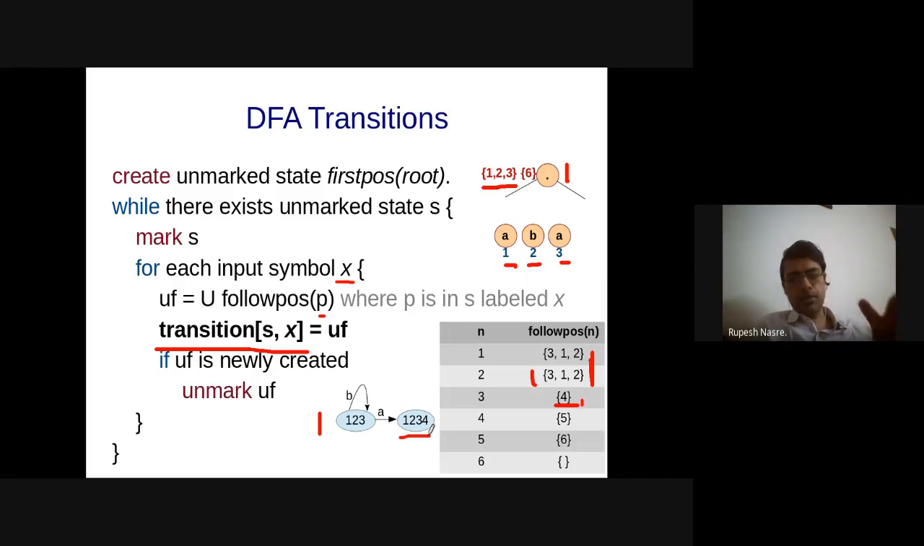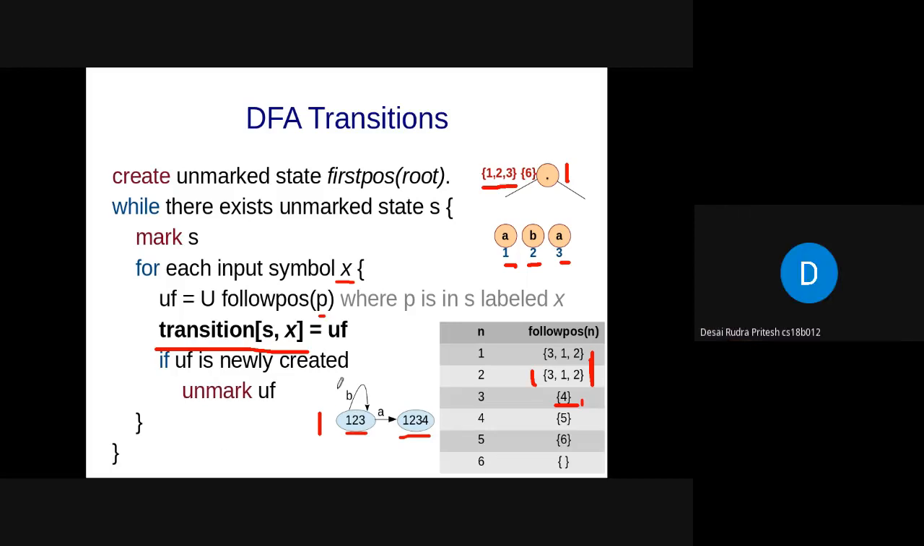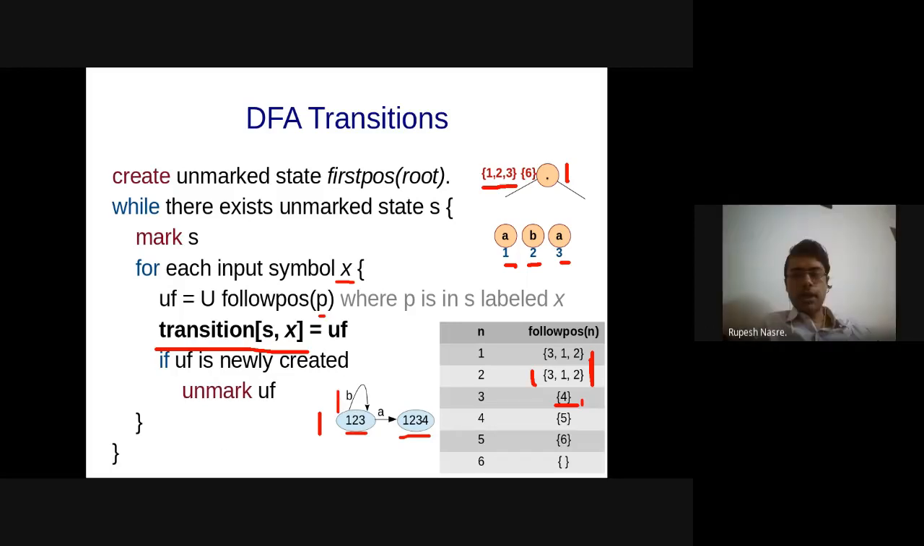Then we take the next symbol, which is B. B is represented by which of these nodes in the state S? That is going to be only 2. So I'll take 2's followpos, which is going to be 1, 2, 3. And that is going to be my new transition on B from state 1, 2, 3 to 1, 2, 3. Right? So that is what is shown here. Okay, sir. Yeah. Any other concerns anybody has?